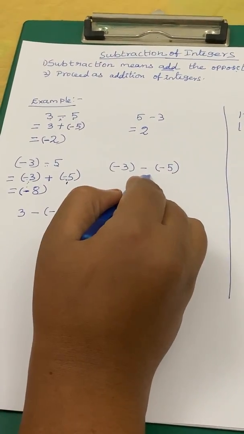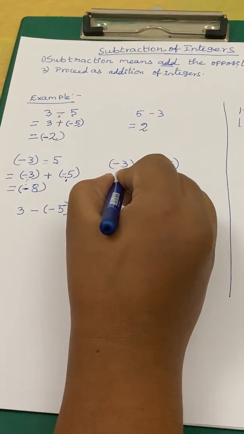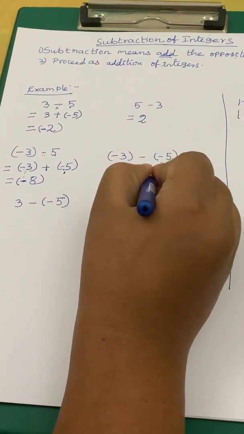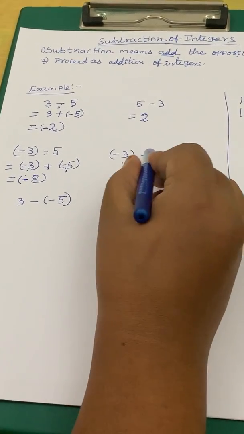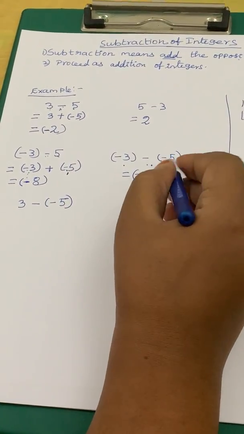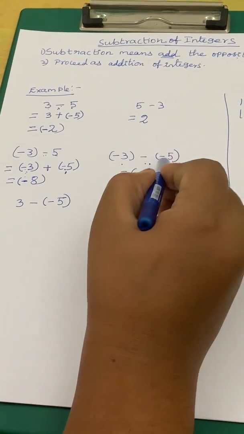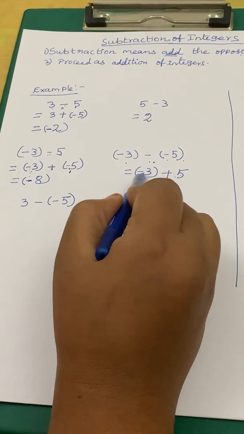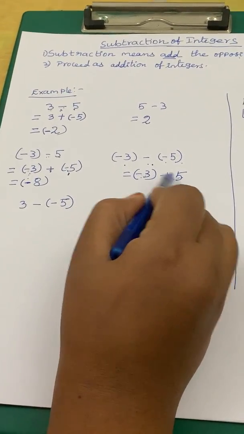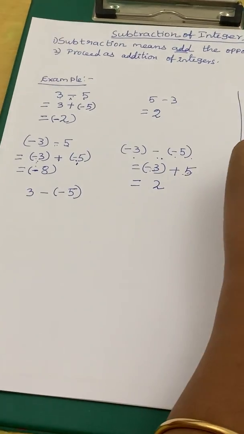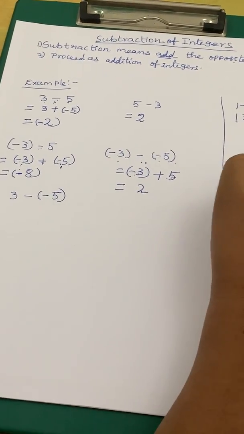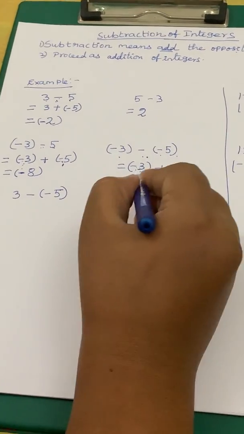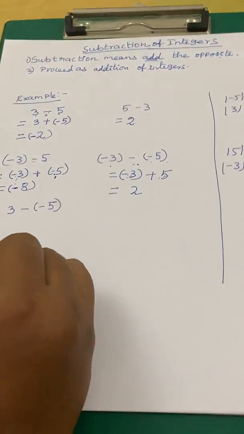Let us consider the next example. Here we have negative 3 minus negative 5. So the first integer will be written as it is. Now we are going to apply this rule. Add the opposite. The opposite of negative 5 is positive 5. Here if you observe, we have opposite sign integers, which means we have to subtract and write the sign of the integer that has greater absolute value. Hence, our result is positive 2.